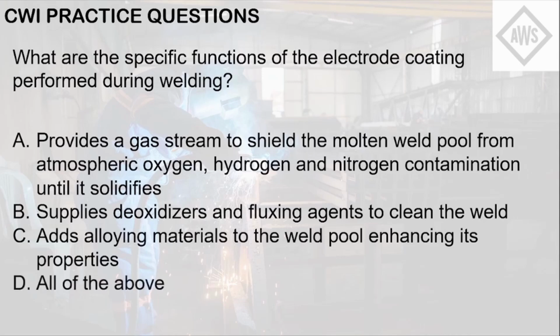Basically, letter A refers to the shielding property of the electrode of stick welding. Letter B refers to the deoxidation process of the electrode. And letter C is the alloying characteristic of the electrode, adding materials to the weld pool, enhancing its mechanical properties. All of these characteristics are a function of the electrode coating performed during welding, and thus the answer is letter D, all of the above.